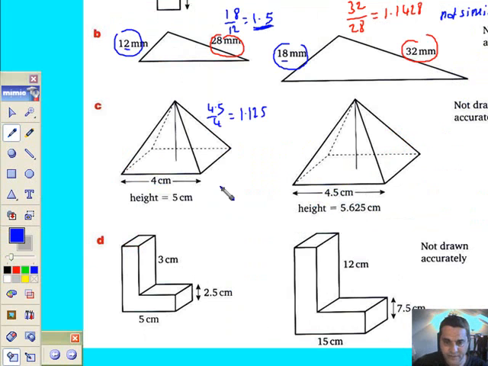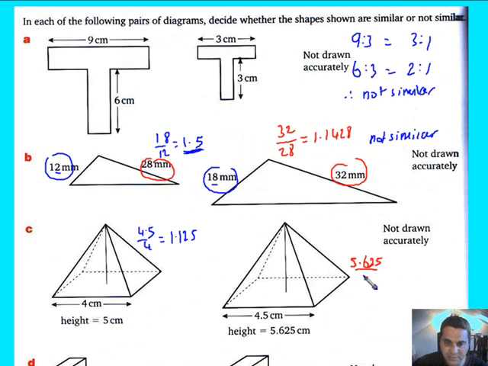And let's see if it works for this one as well. Let's go to red. So I'm going to go 5.625 and divide that by the smaller height 5. We're hoping to get 1.125. If we do, then we have similar shapes. It's 5.625 divided by 5. Oh, and I've got it. There you go, if you can see that on the machine. Alright, I've got 1.125, and therefore they're similar.